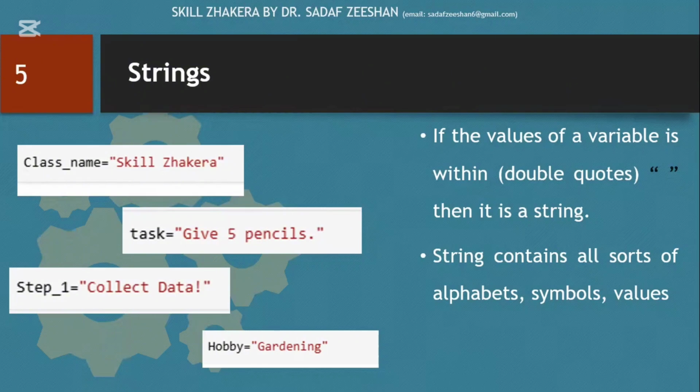Task is equal to, in double quotes, give 5 pencils. Step 1 is equal to collect data. Please note in the inverted commas or the double quotes that you see, there are alphabets. You can see numbers. You can see special symbols even. Similarly, you can see hobby is equal to gardening. So all the variables that are assigned a value with double quotes, the double quoted value will be called a string.